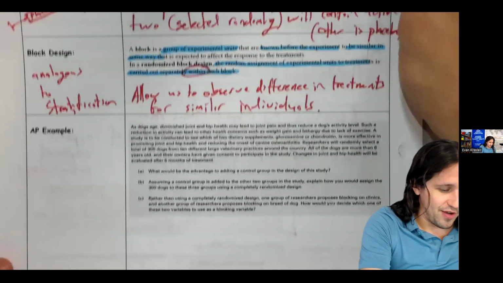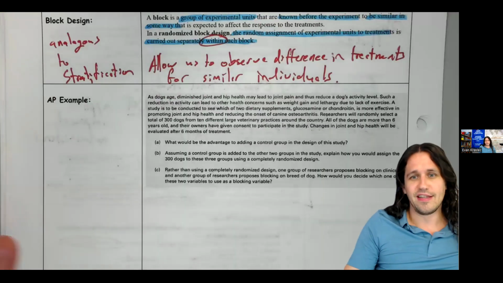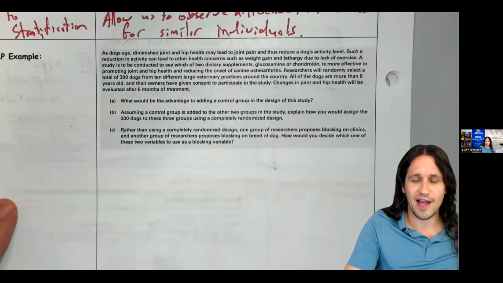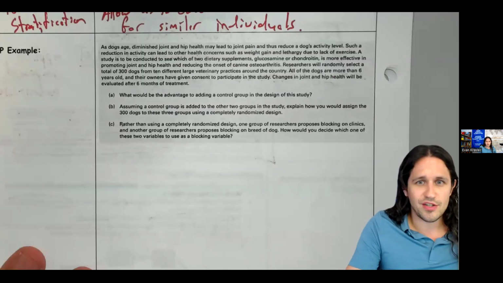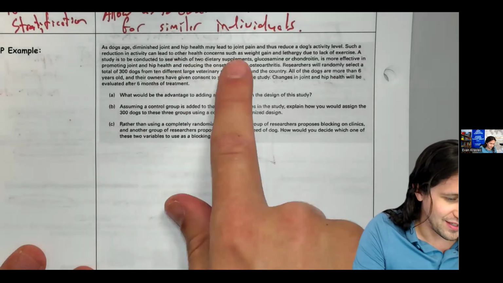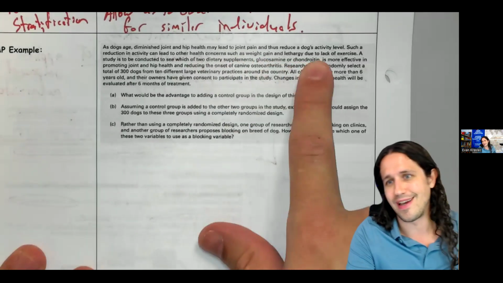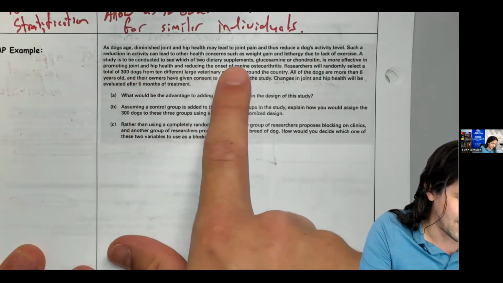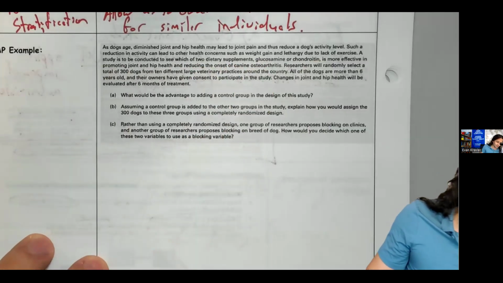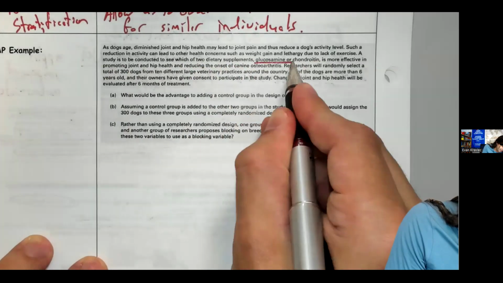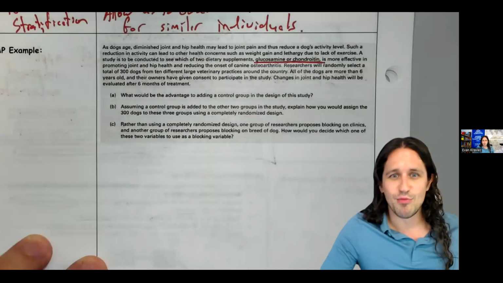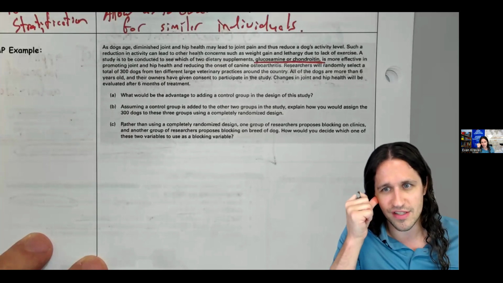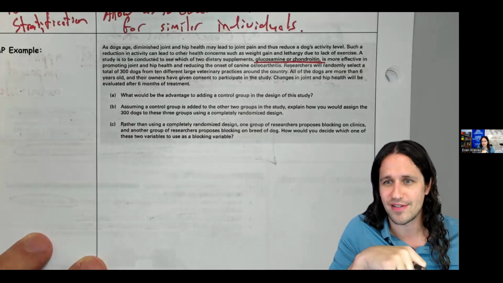So we got an example down below, AP example, as dogs age. Okay, sad. Dogs get older, their joints and their hips go bad. Such a reduction in activity can lead to other health conditions such as weight gain, lethargy. Lethargy, get kind of slow due to lack of exercise. Studies conducted to see which of the two dietary supplements, glucosamine or chondroitin, these are the same ones advertised to old folks on Jeopardy, is more effective in promoting joint and hip health and reducing the onset of canine osteoarthritis.